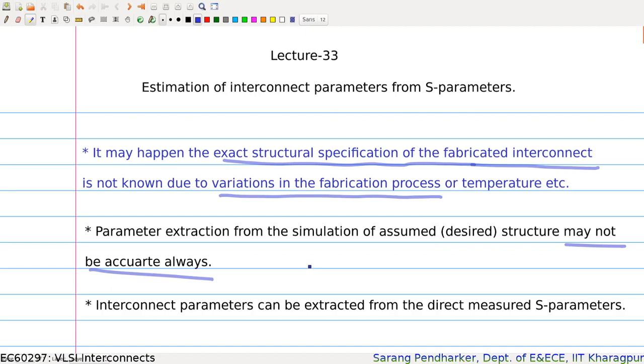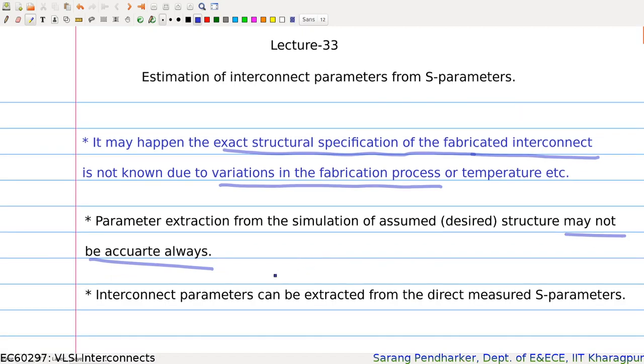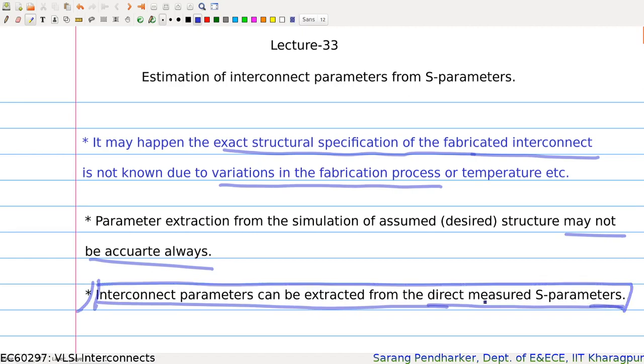So what is the way out? What we do is that we model the interconnect in terms of its S parameters. So from directly measured S parameters, we extract the interconnect parameters, and this forms the topic of discussion for today's lecture.